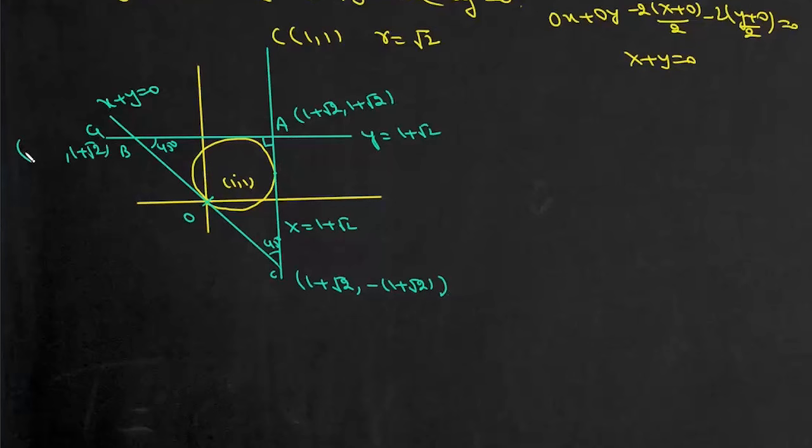And we put y as 1 plus root 2, x is minus 1 plus root 2. And if we find its midpoint, it will be at origin. So which is again same as this option B.